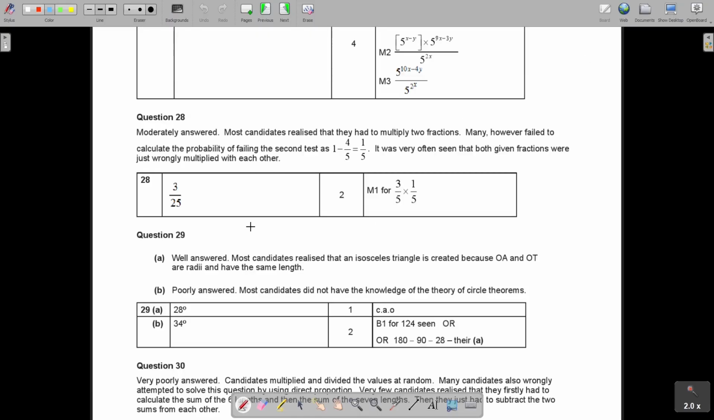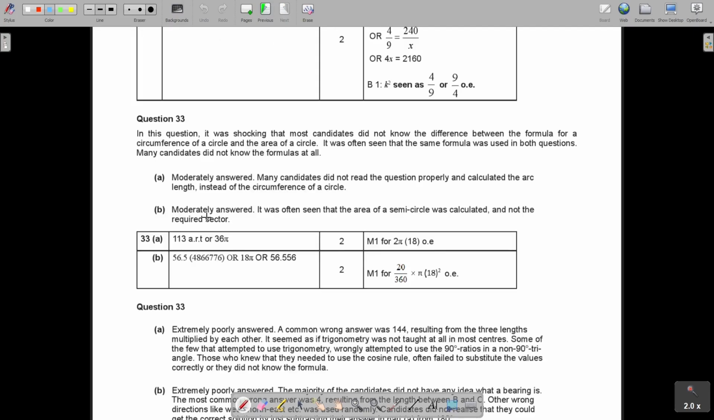Okay, so basically I'm 33. In this question, it was shocking that most candidates did not know the difference between the formula for the circumference of a circle and the area of a circle. It was often seen that the same formula was used in both questions. So remember, circumference, the 2 is on the ground; area, the 2 is in the air, it's an index. Many candidates did not know the formula at all for the sector.